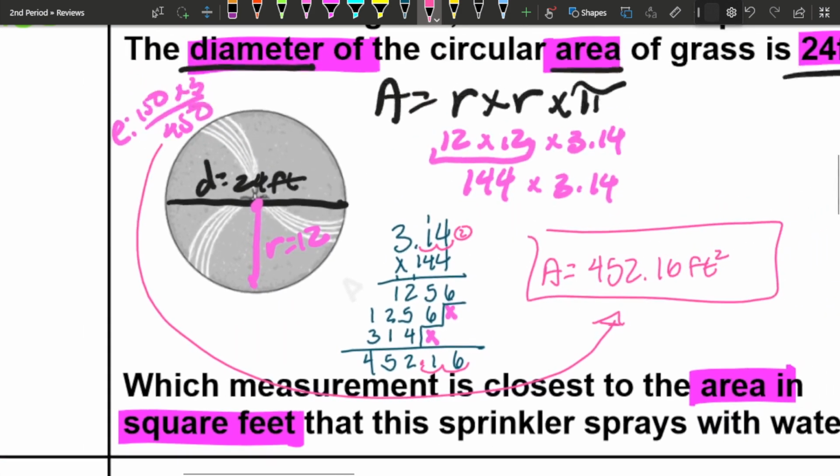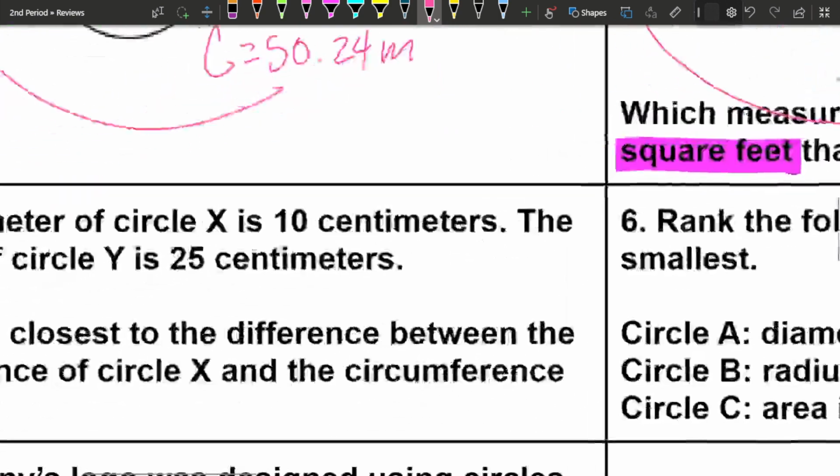Thing to remember about area is that we use radius times radius. We don't want the diameter, even if they give it to us. If they give you the diameter, take half of it, and that will be the radius. Any questions so far? Let's move on to question number 5.